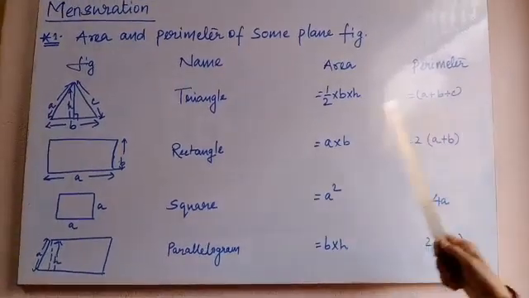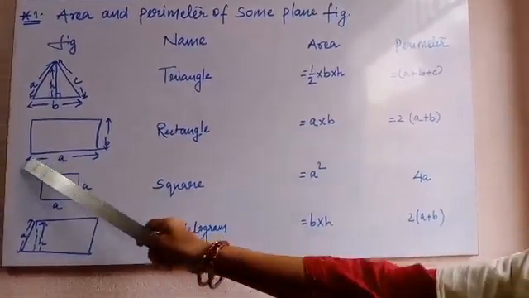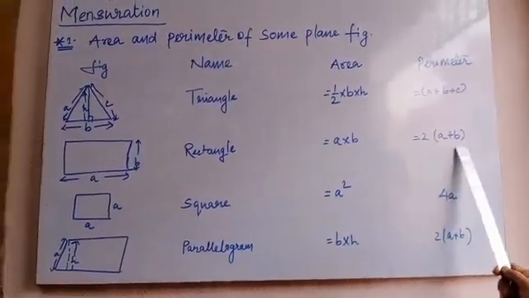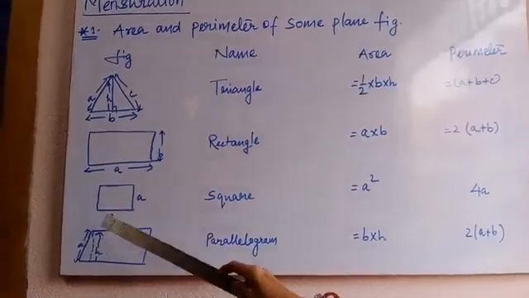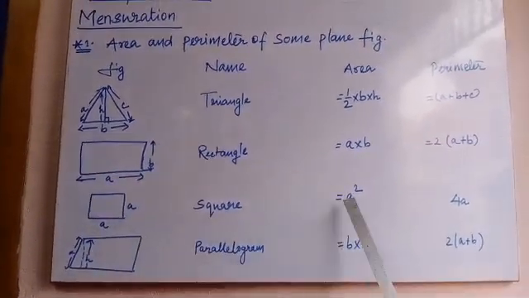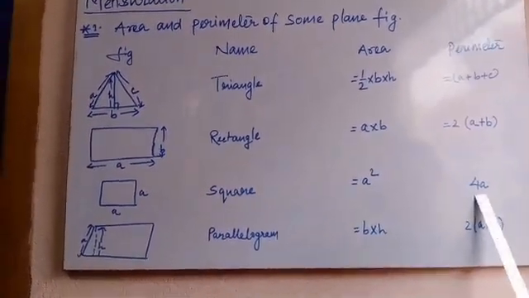Second is rectangle. Area equal to A into B. Here A is the length and B is the breadth. And perimeter equal to 2 into (A plus B). And third is a square. In a square, four sides are equal. So a square's area equal to A into A, A square. And perimeter equal to 4A.